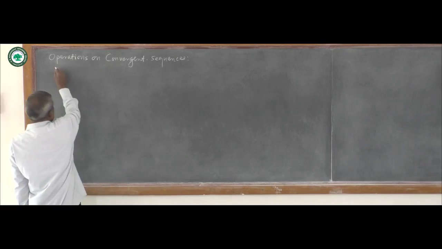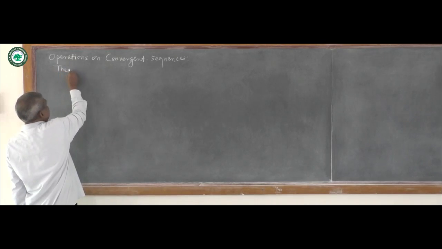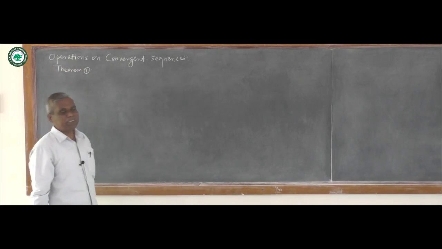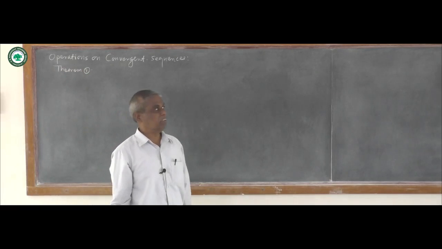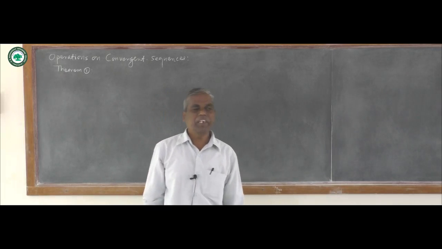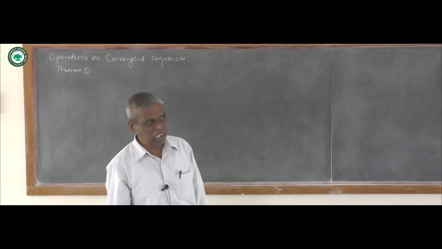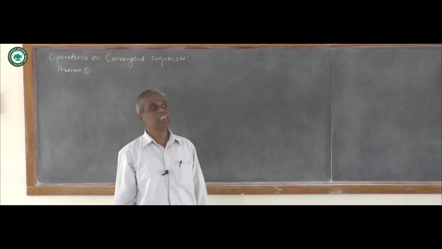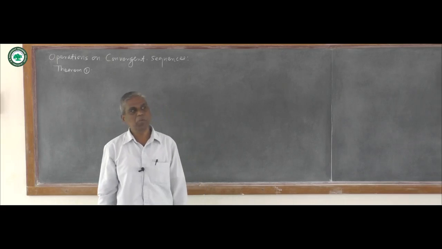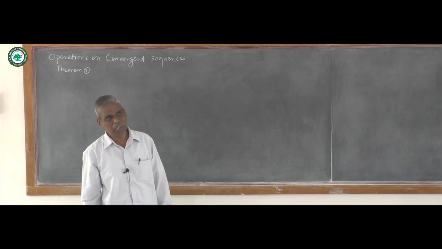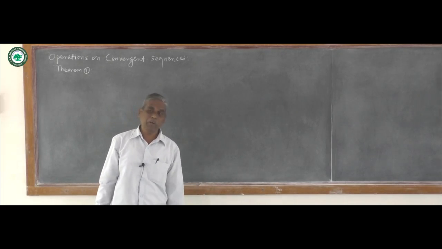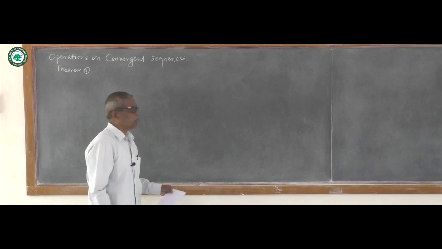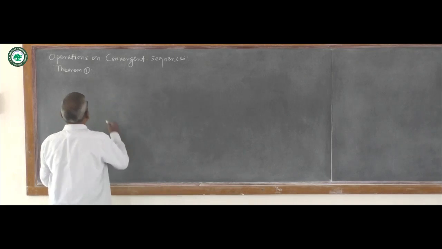First operation, that is theorem number 1. Theorem number 1: if Sn and Tn are sequences of real numbers, and limit as n tends to infinity of Sn is equal to L, and if limit as n tends to infinity of Tn is equal to M, then limit as n tends to infinity of Sn plus Tn is equal to L plus M, that is, limit of Sn plus limit of Tn. This is the statement of theorem number 1.